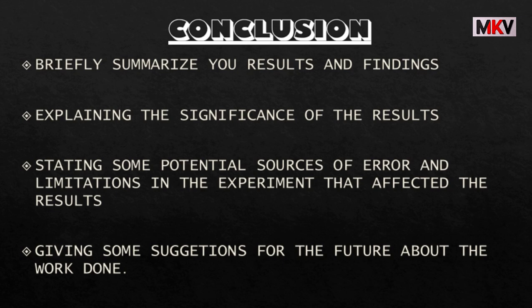Now the next thing we talk about is conclusion. So the conclusion is about summarizing your work, your results, your findings, summarizing everything that you've done in the work. You explain the significance of the results briefly since you're concluding. You give some future suggestions about the work. Then you state some potential sources of error and some limitations of the experiment that affected your results. They are all supposed to be stated there.